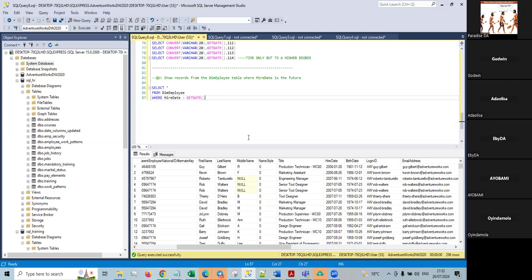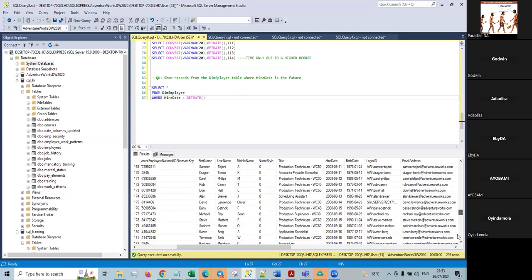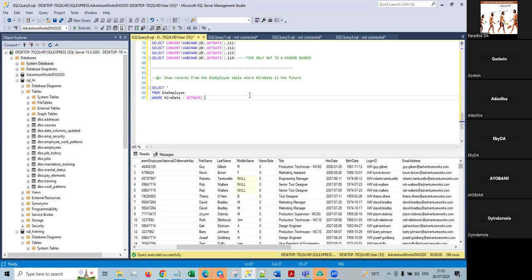So assuming I was to ask the question the other way, where hire date is in the past, this would now become what? Less than, right? And obviously, it will return every single piece of data we have here, because all of these dates are in the future anyway. So it's going to return everything, right? But I just want us to see something different.